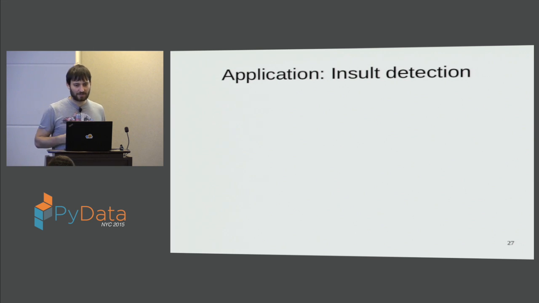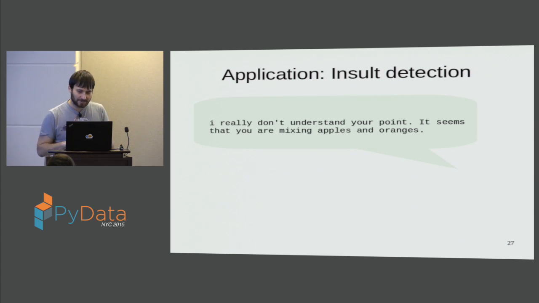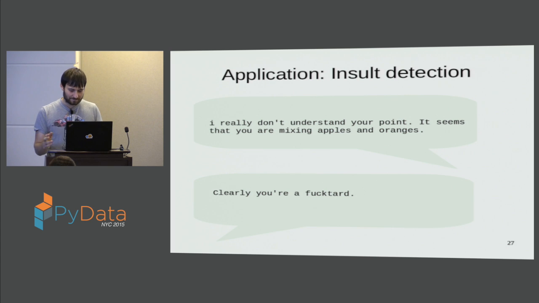So I'm going to do my favorite non-politically correct application, which is insult detection, which was a Kaggle competition I did I don't know how many years ago. This is about social commentary on the internet. On the internet, there are people who make very good points, like, "I really don't understand your point. It seems like you're mixing apples and oranges." And then, as on YouTube, someone replies, "Clearly you're a fucktard."